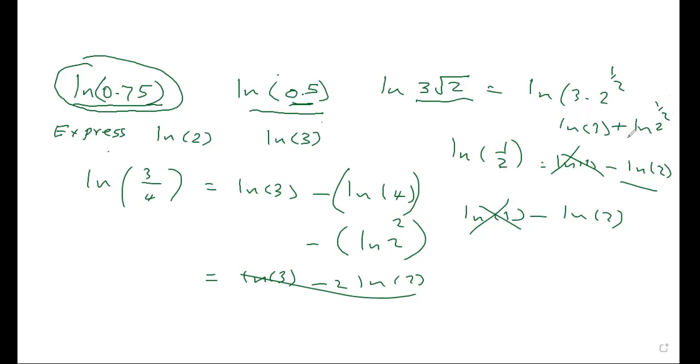Ln 2 over 2? No, this one. You have ln of something to an exponent, so take the exponent out and multiply by it. So it will be half ln of 2. Because you just have to give it in terms of ln 2 or ln 3. That's it. Nothing else.